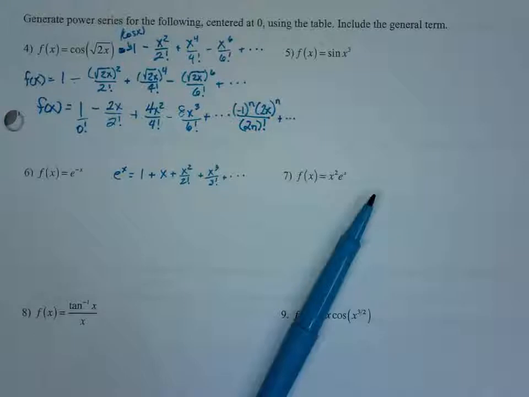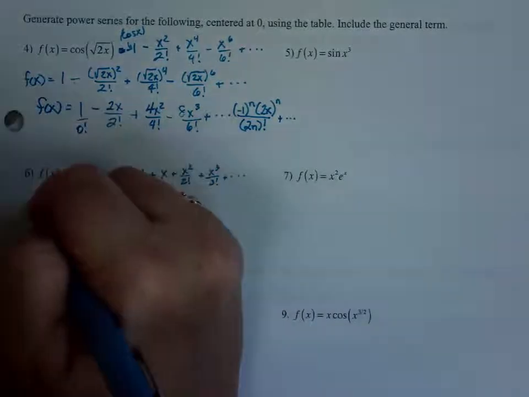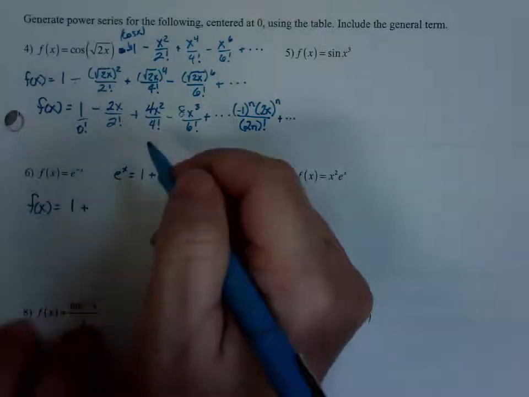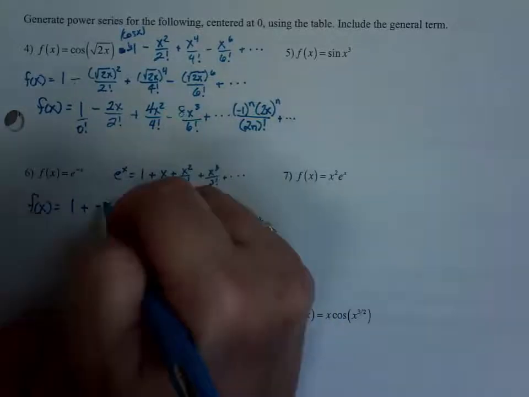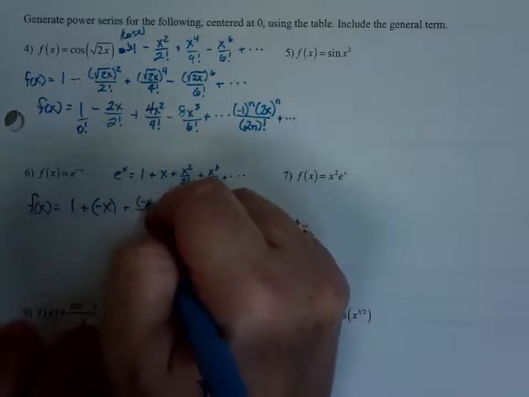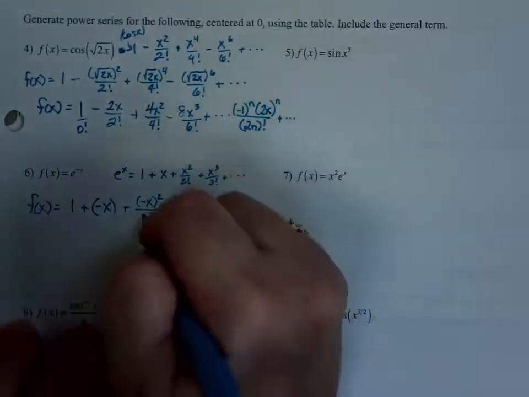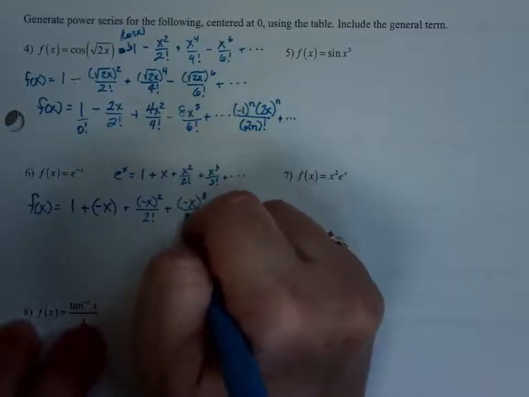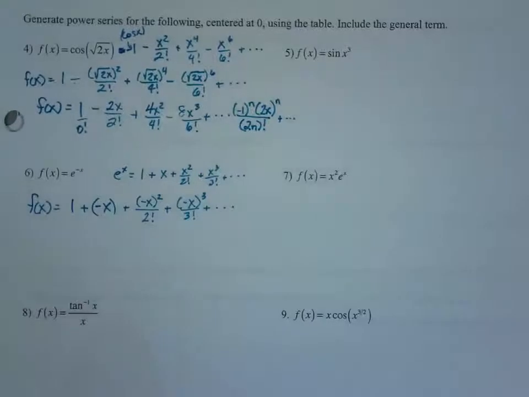So, what am I going to change my x's to? I'm going to make them negative. All my x's are now going to become negative x's. Okay? So now this function f of x is going to be 1 plus what? Negative x. I'm going to put it in parentheses, just to be safe. Plus negative x, the quantity squared. Make sure you put it into parentheses, because it does affect things, over 2 factorial. And then negative x cubed over 3 factorial plus dot, dot, dot. This is actually a rather easy one.